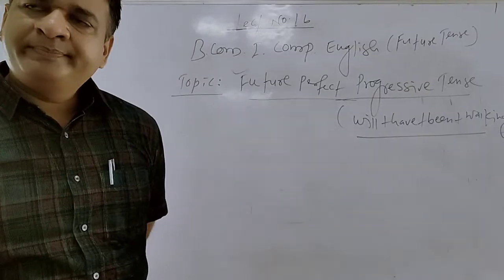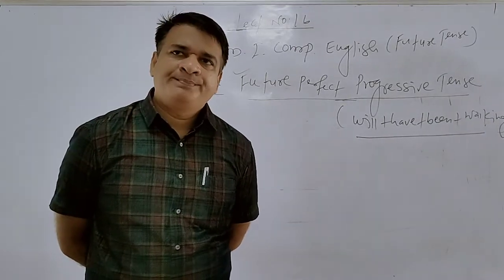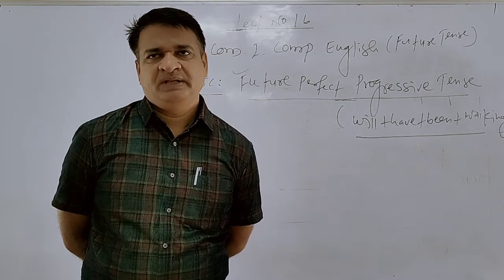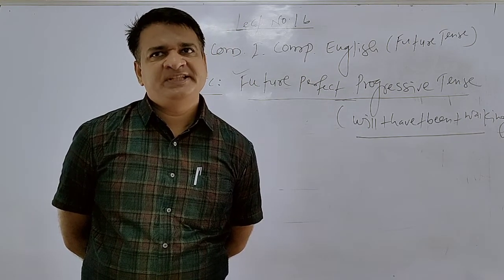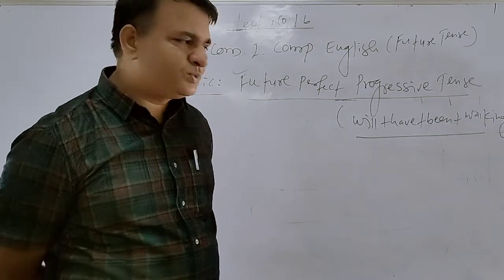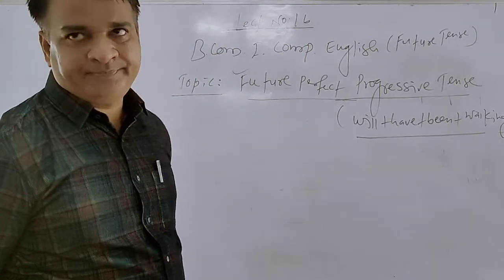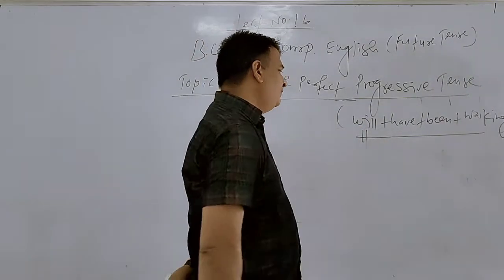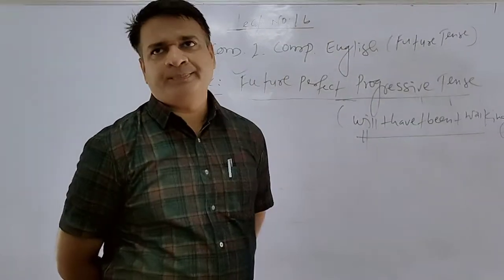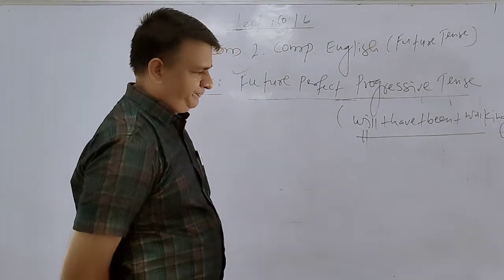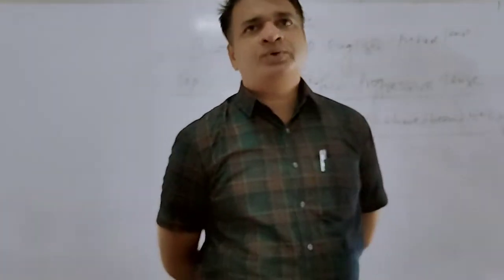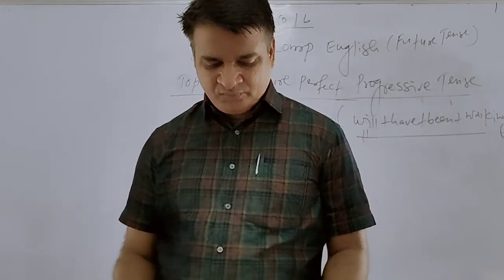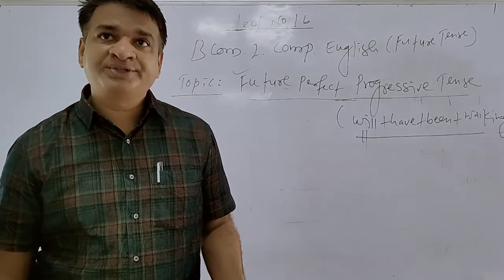In the simple present we have seen have or has been walking. They have been walking. She has been walking. In the past we have seen had been walking. And now in the future we have will plus have been plus walking. So, will have been walking. When we talk about tomorrow or situations in the future, we simply say the future perfect progressive tense.